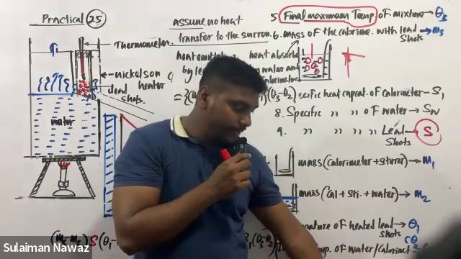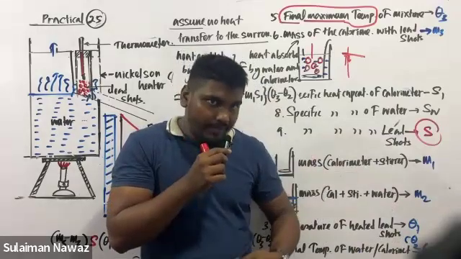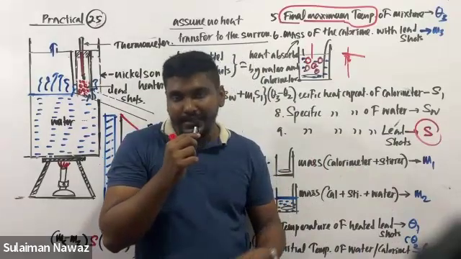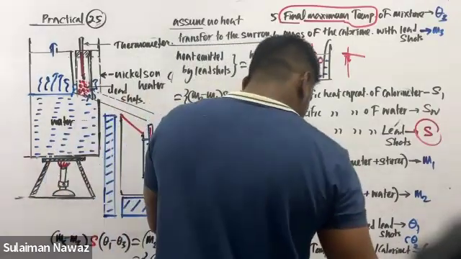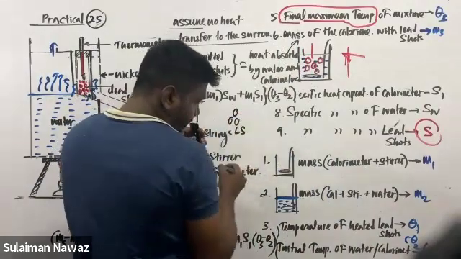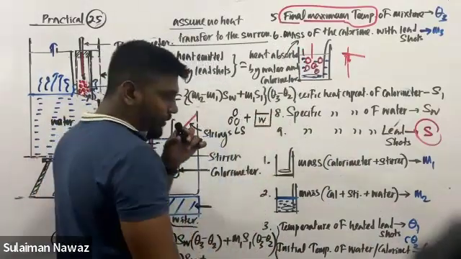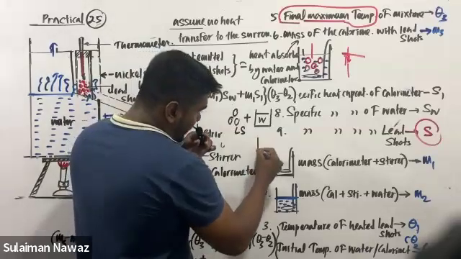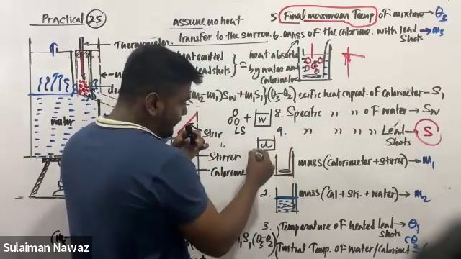Now here, what have we done? Here we found the specific heat capacity of the solid lead shots. Now, if you want to find the specific heat capacity of a certain liquid, what should you do? Nothing different. Here we used lead shots, and here we used water. If you want to find the specific heat capacity of a certain liquid, put that liquid instead of water.